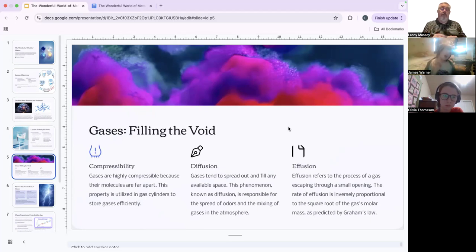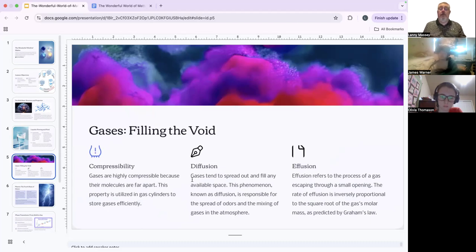And because the gases can move, the particles can move away from each other, that allows them to be compressible. So you can compress gas, and that's what you see when you look at gas tanks, those air tanks that people use to breathe, or if you live in the country like I do, you might have a propane tank where your propane is stored and compressed into basically a liquid to that point.